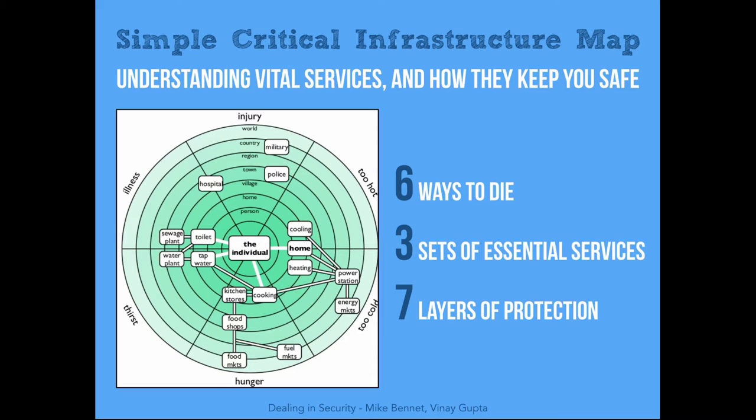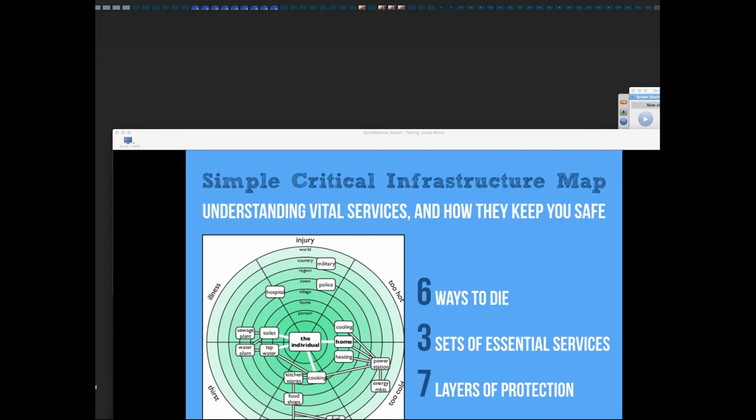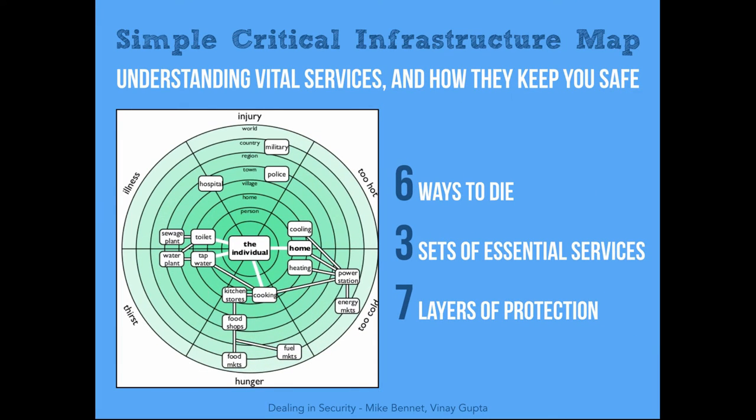And then we have three sets of essential services that protect us. We have shelter that protects us from being too hot and too cold. We have supply that helps us from dying from hunger and thirst. And then we have safety that prevents us from dying from illness and injury. And all these different services and different variations of these services are then laid out in layers around us as individuals. So we have seven layers of infrastructure, layers of protection that protect us as individuals.